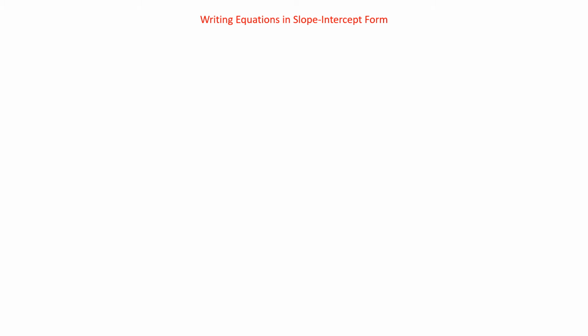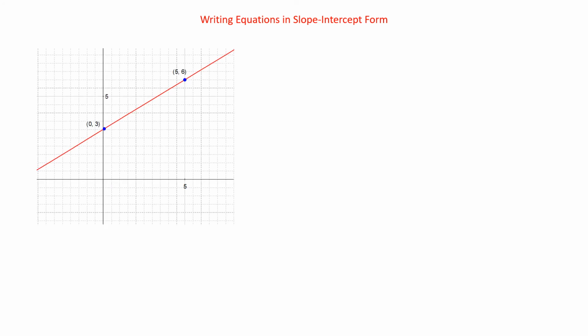Writing equations in slope-intercept form now. So we found the slope. That's the hardest part of this. Now, writing equations in slope-intercept form. This one, we found the slope. M was, we went up 3 and over 5, so it was 3/5.